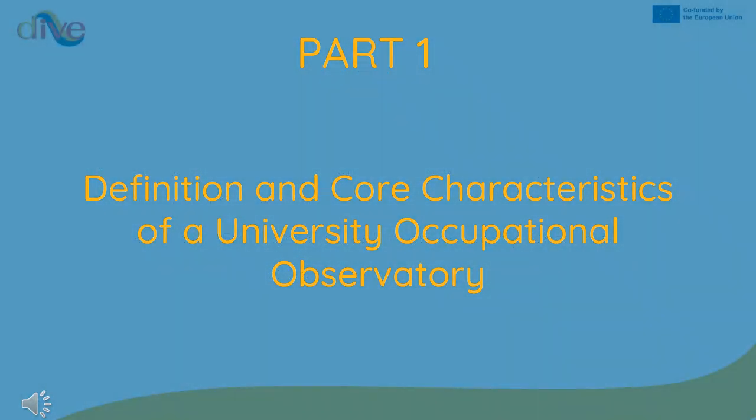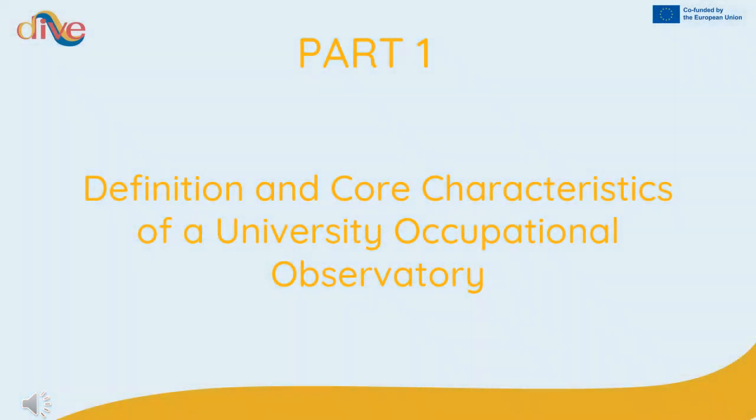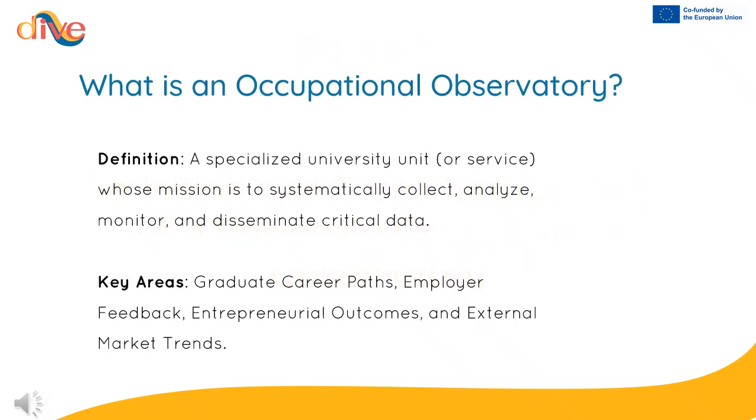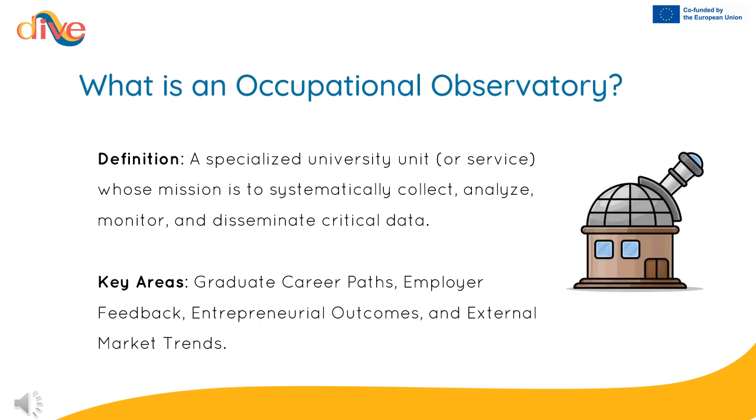Part 1. Definition and core characteristics of a university occupational observatory. First, let's define what we mean by an observatory in this specific context and outline its primary functions. A university employment or entrepreneurship observatory is far more than a simple statistics office. It is a specialized service or unit, often integrated within or working closely with the career center, whose central mission is to systematically collect, analyze, monitor, and disseminate critical data concerning four key areas: the career paths of our graduates, the feedback from employers who hire them, the outcomes of entrepreneurial ventures, and the broader trends within the external labor market.